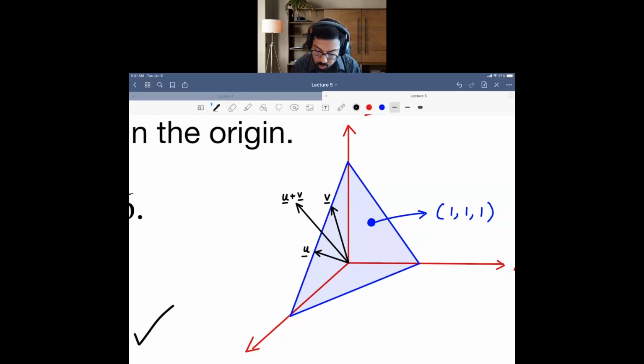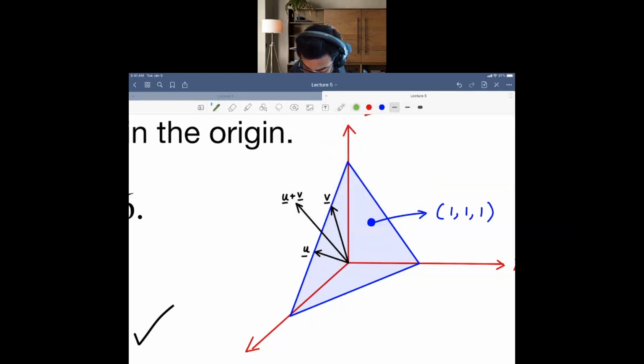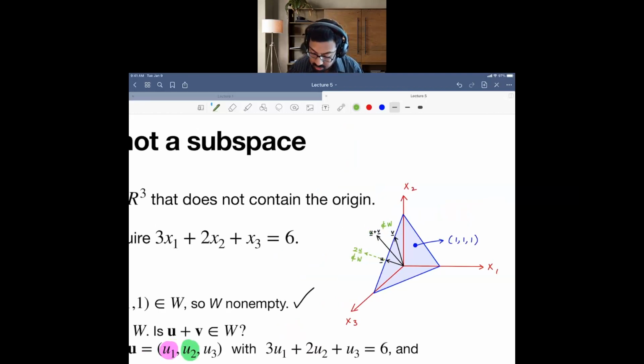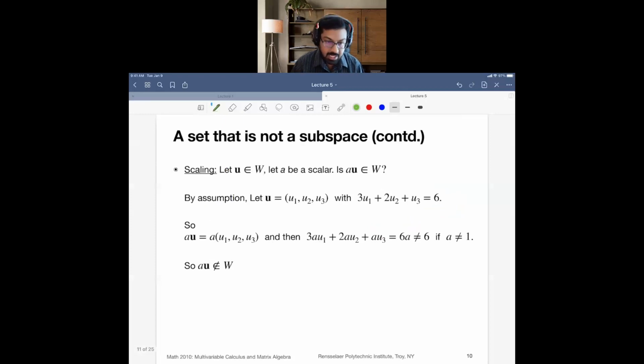Also, you can check, say, 2 times U, right? So 2 times U would pop out, right? So U is over here, 2 times U would be again out of the subspace. So maybe in green I can show this as dash, dash, dash, dash, dash. This is my 2 times U. Also not going to belong to W here, right? So it fails actually both criteria, addition and scaling. And we'll take a look at how scaling fails algebraically next.